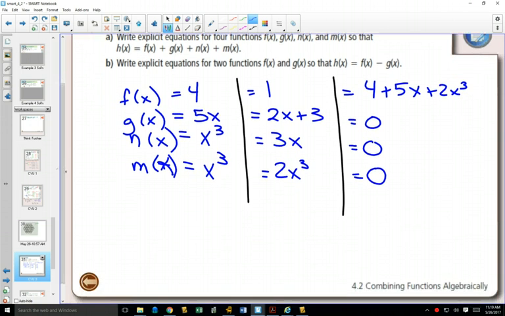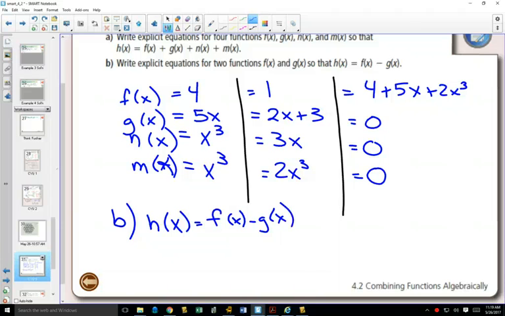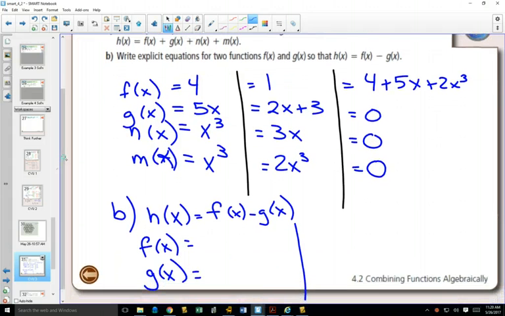Now we want in part B to make h of x equal to f of x minus g of x. And we'll split it in half. We'll do 1 non-cheating and then 2 cheating. I don't know if it's actually cheating, but we'll call it cheating. So let's think of a non-cheating way. What would a non-cheating example be? We need to get 4 plus 5x plus 2x cubed.